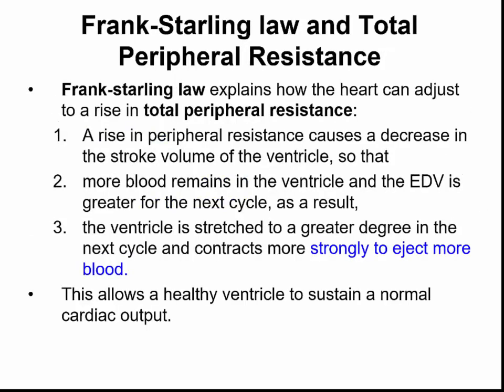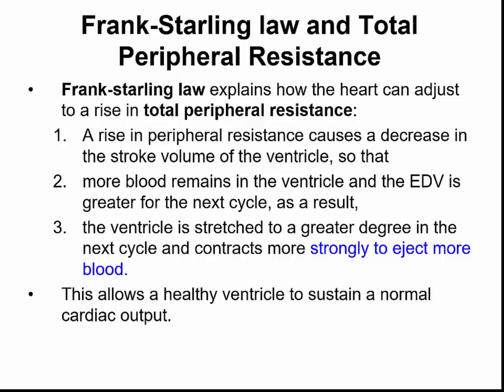So, the Frank-Starling law of the heart and total peripheral resistance. What this is saying is that the Frank-Starling law of the heart explains how the heart can adjust to a rise in total peripheral resistance, or the resistance that the heart has to push against. A rise in peripheral resistance is going to cause a decrease in the stroke volume of the ventricle, just initially.